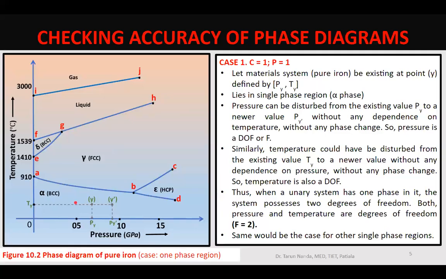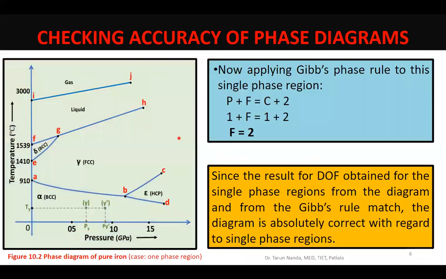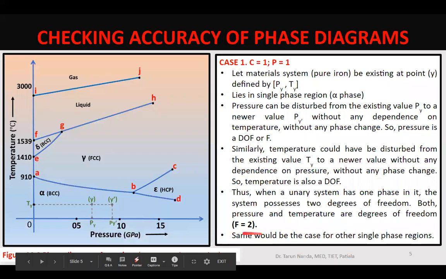Now, if I apply the Gibbs phase rule over here, the Gibbs phase rule would be P plus F is equal to C plus 2. So if I apply P plus F is equal to C plus 2, how many phases do I have in this single phase region? I have one phase. I'm looking for the answer to degrees of freedom. It's a one component system, pure system, and there are two external variables, temperature and pressure. What is the answer for F? The answer for F comes out to be 2, from the Gibbs phase rule. For this region, the answer from the diagram also had come out to be F equal to 2.